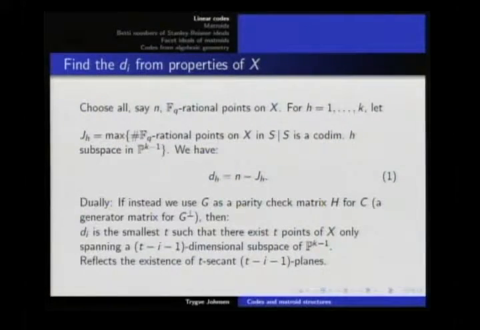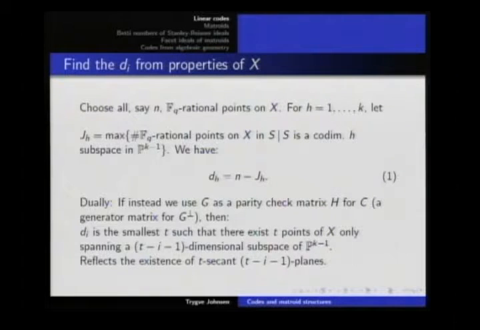I mean, for the obvious quasi-inner product. And if you use the matrix in that way and look at the orthogonal complement, then you get another characterization here. Then you get that d_i is the smallest t such that there exist t points of X only spanning a t minus 1 minus i dimensional subspace of P^{k-1}.